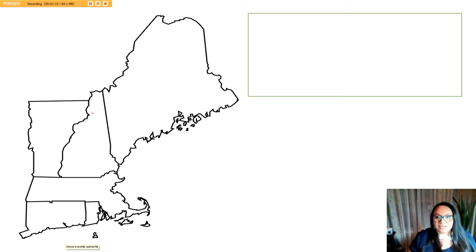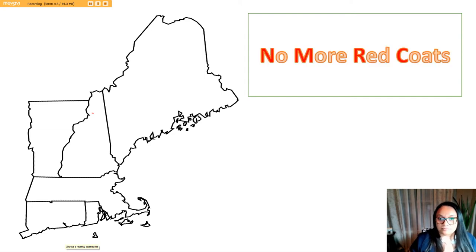Let's go to the next slide. Here we have our mnemonic again. This represents the New England colonies. Do you remember the mnemonic for the New England colonies? It's "no more red coats." N, do you remember what it stands for?